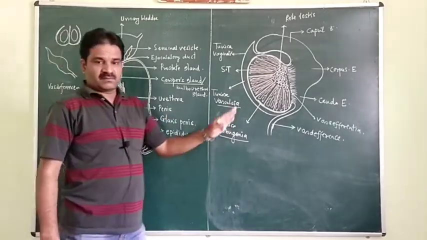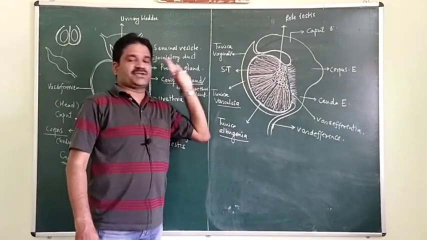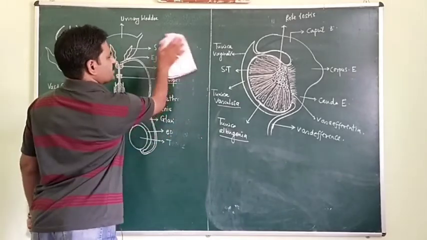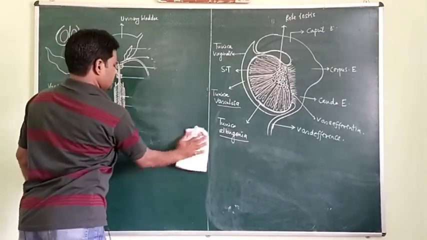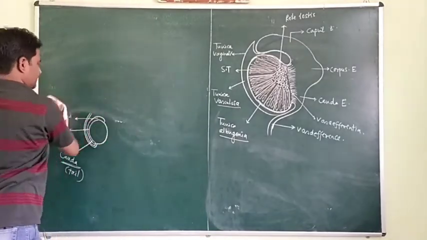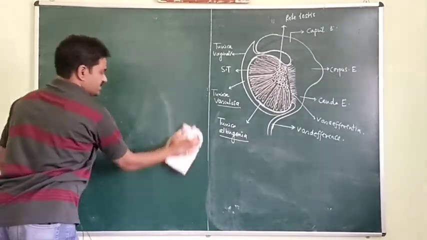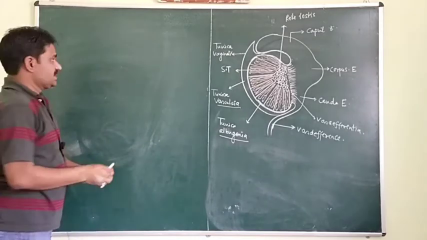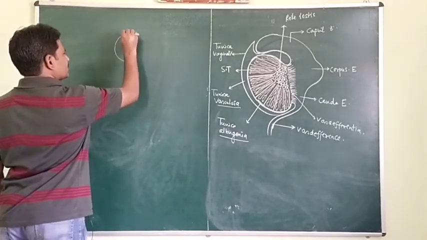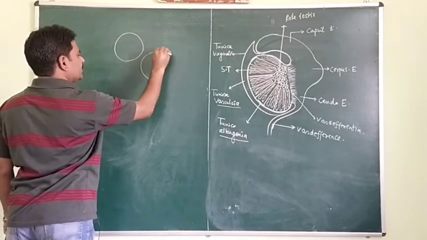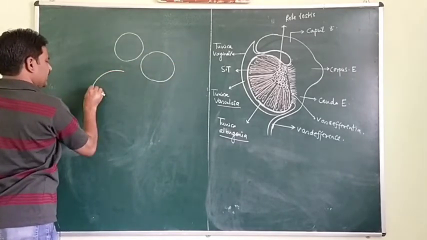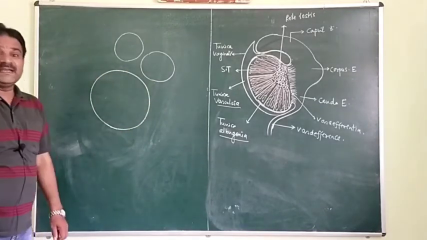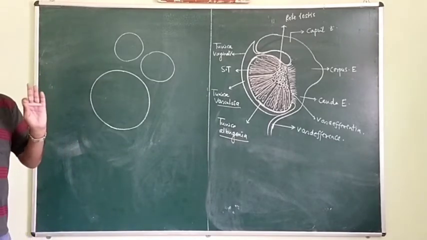Now, suppose we take the transverse section of the testis. In the TS of the testis, we will see the number of seminiferous tubules inside the testis. I draw only 3 tubules, and make one larger one. The seminiferous tubule is also called a follicle of the testis.